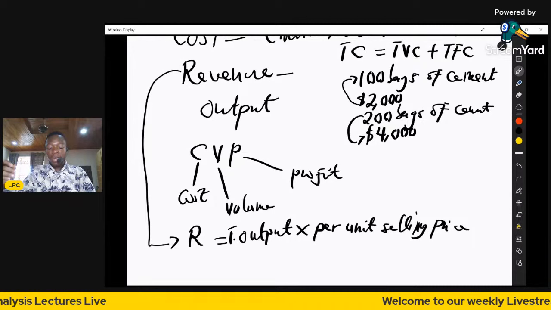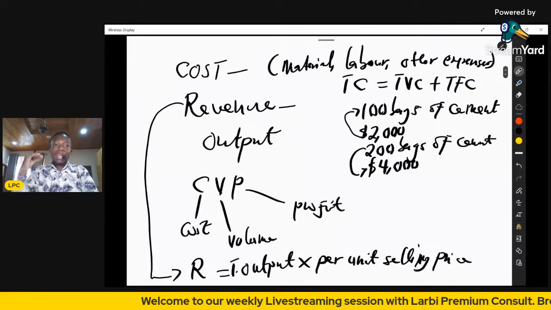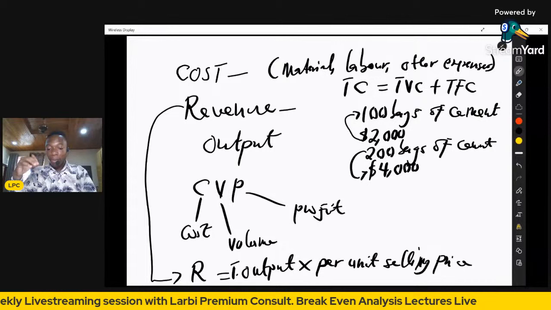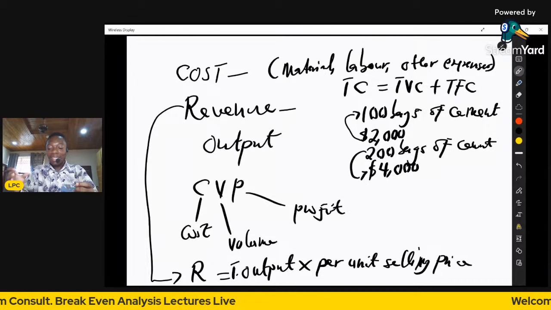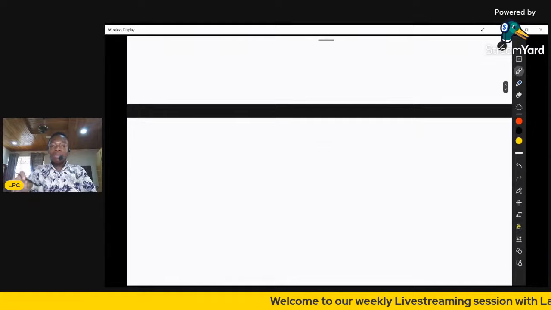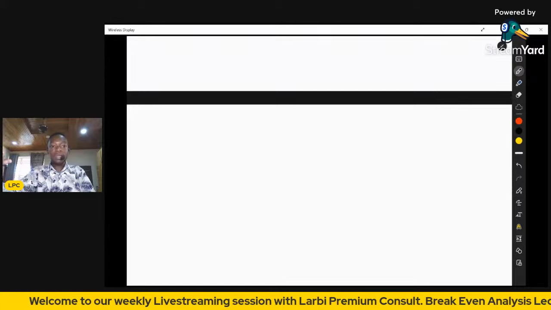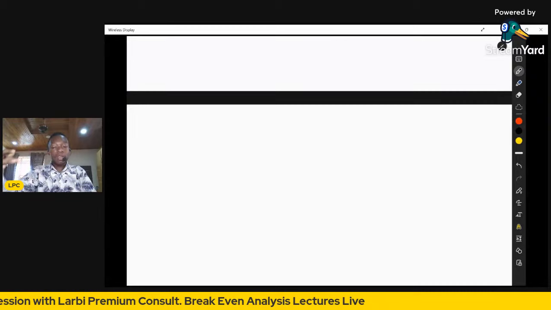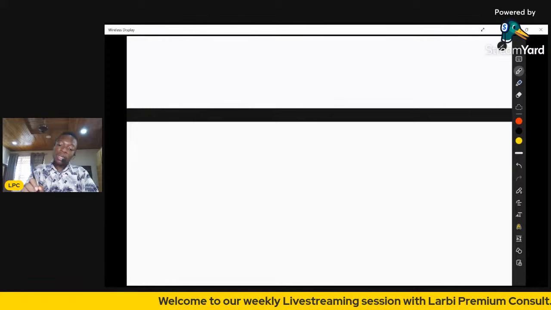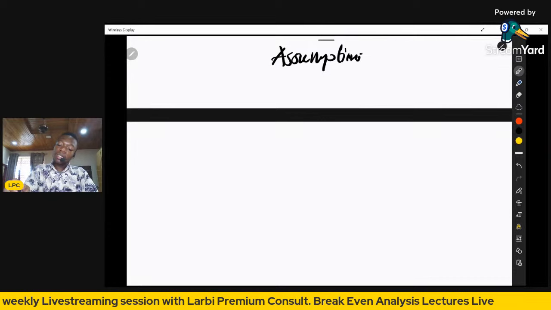Once you know that the analysis is about cost, revenue, and output, we can take the discussion a bit further. Break-even analysis is a decision tool that is based on certain assumptions. It works on certain assumptions or premises. So let's see the assumptions that underlie break-even analysis. We take the discussion further to look at the assumptions underlying break-even analysis.